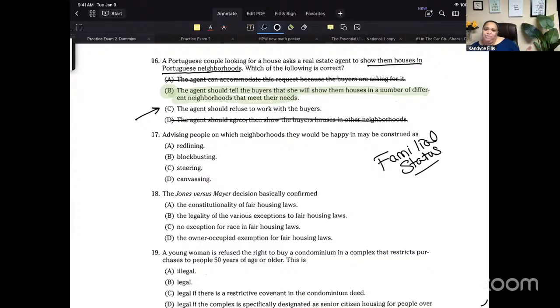Oh, you have kids, you're not allowed to live here. Oh, you don't have kids, you're not allowed to live here. Absolutely not. So you all, just be aware that people will give you a hard time with that.